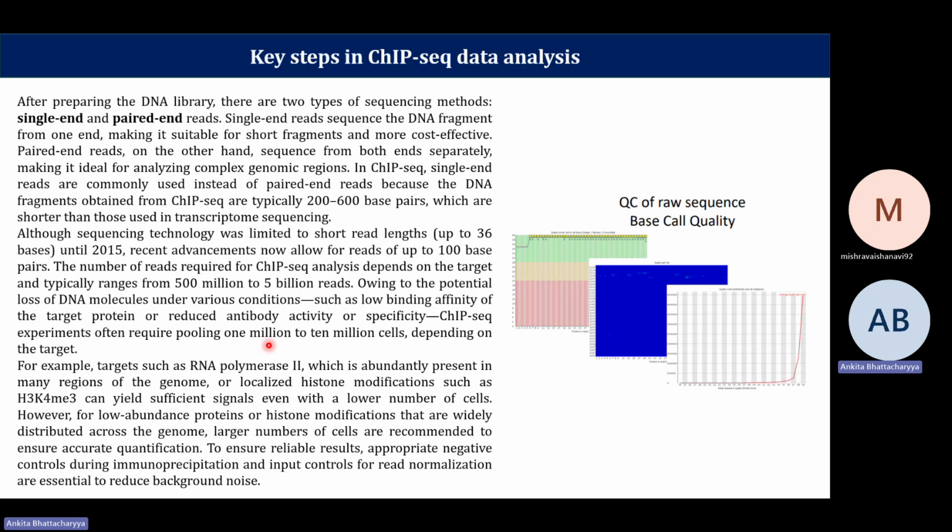ChIP-seq also sometimes requires pooling a very large number of cells, somewhere between 1 million to 10 billion cells, depending on the target. Sometimes you can have very abundant targets like RNF2, which is present in many regions of the genome, or histone modifications also can yield sufficient signals.